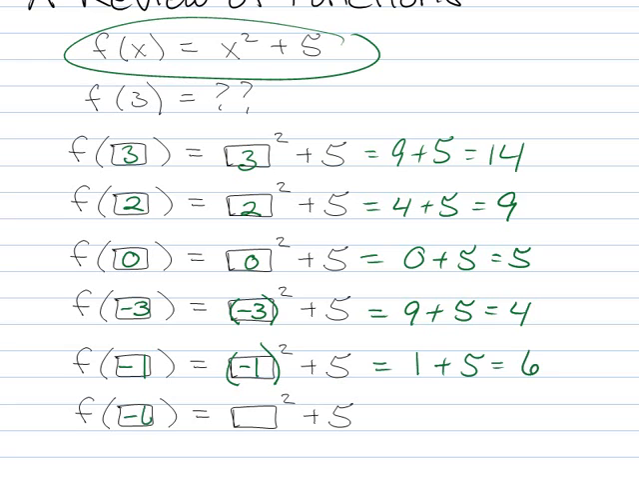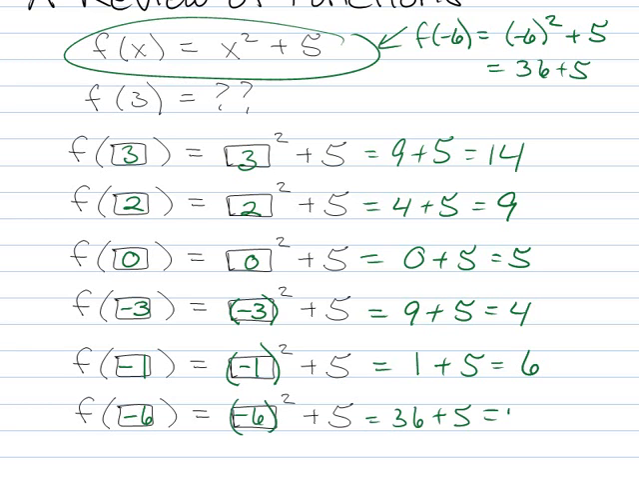Negative 3 squared is 9, plus 5 is 14. So you can get f of negative 6. Think about it how you do it up here. It's f of negative 6 is negative 6 squared. Everywhere I see an x, I put in a negative 6. So negative 6 squared is 36 plus 5 is 41. Okay, so that's function notation.